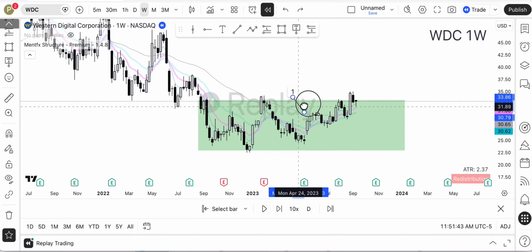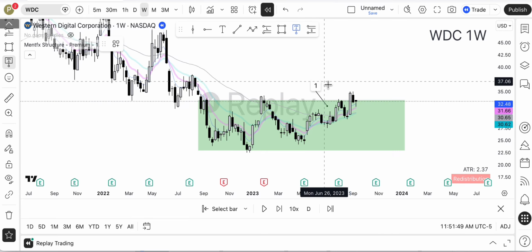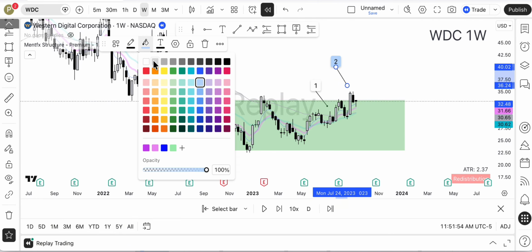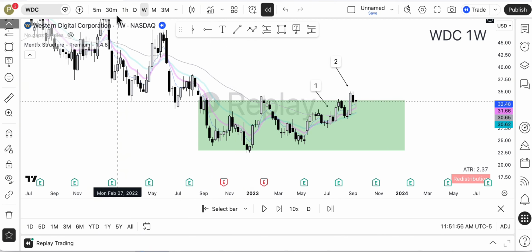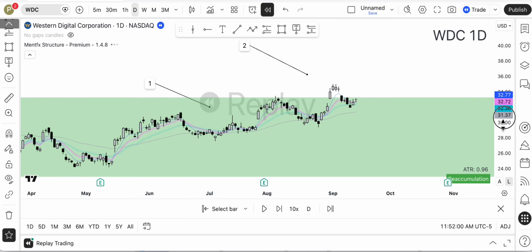I don't know if this is all just one big MMB1 or if this would be MMB2. I'll just mark it as 2 for now. I don't like how it's unclear right now, but the pullback still looks valid.